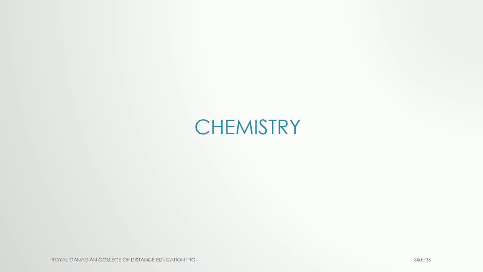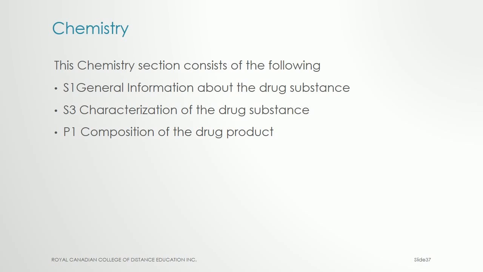Chemistry. This section is about the chemistry of the drug substance and the composition of the drug product. This section varies with the chemistry. This chemistry section consists of the following: general information about the drug substance, characterization of the drug substance, composition of the drug product.